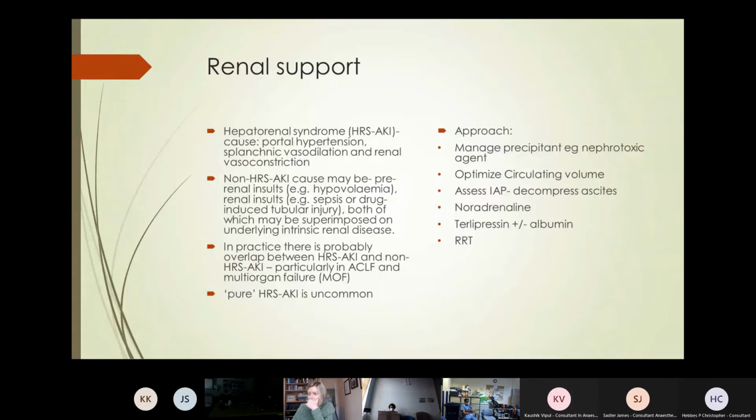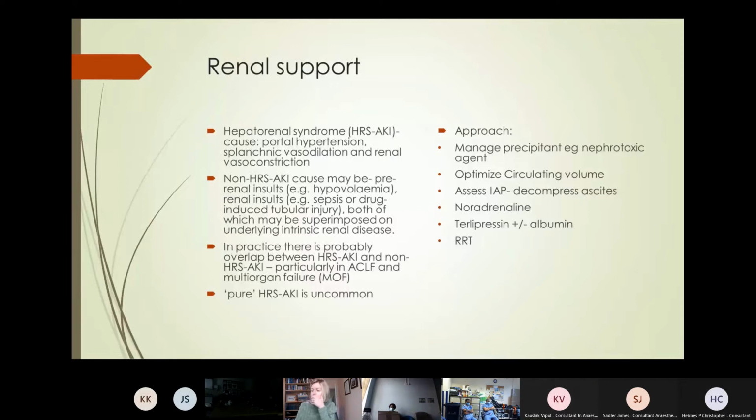So how do you approach these patients? Initially, you want to ensure that their volume is replaced, that the patient becomes volemic. You want to remove the precipitating factors. You need to stop the diuretics, any NSAIDs the patient has been on, and ACE inhibitors. Then you need to also assess the intra-abdominal pressure. They could be having tense ascites and need a large volume paracentesis. That sometimes helps improve their renal function.